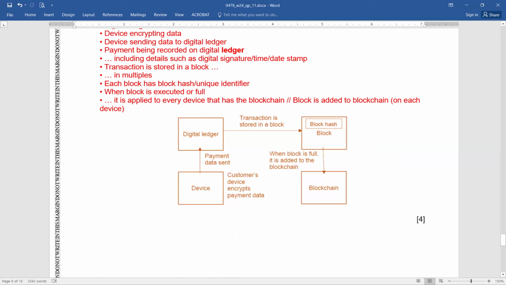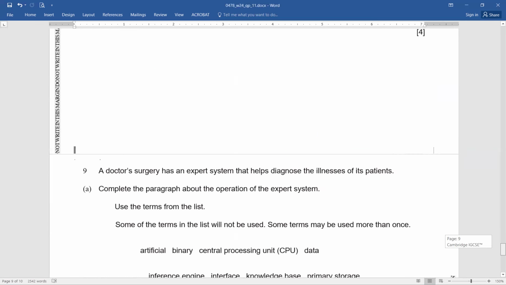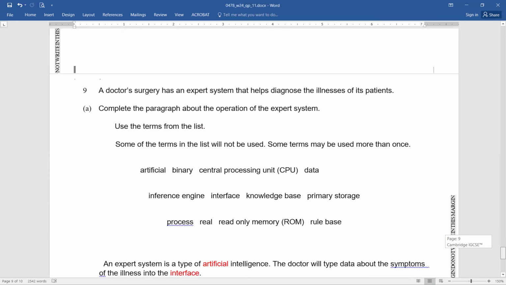Okay. Now moving to the next question. A doctor's surgery, like question number 9. A doctor's surgery is an expert system that helps diagnose the illness of its patients. Part A. Complete the paragraph about the operation of the expert system. Use the terms from the list. Some of the terms in the list will not be used. Some terms may be used more than once.